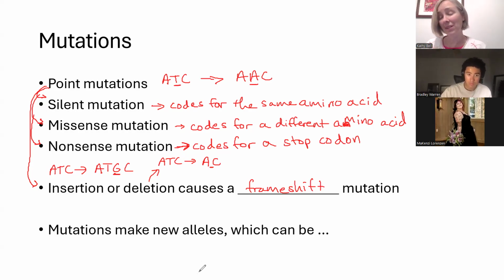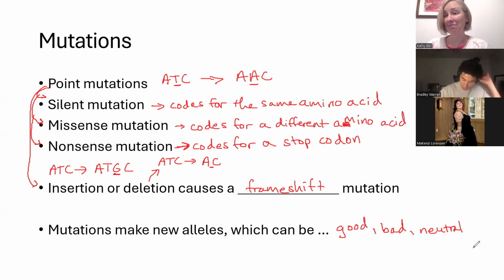And these mutations will end up making new alleles, new versions of the gene. And that could be good, could maybe make the protein work better. It might be bad, maybe make it work worse or maybe not at all. Or it might not cause any change. It might be neutral. Hey, you never know. It's kind of random.